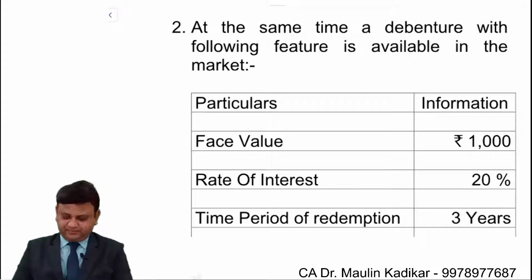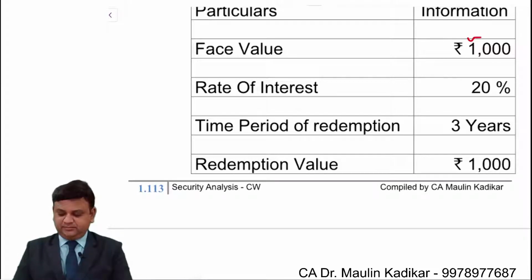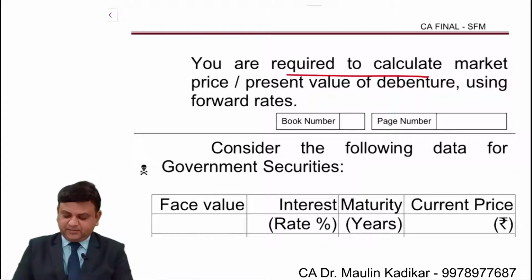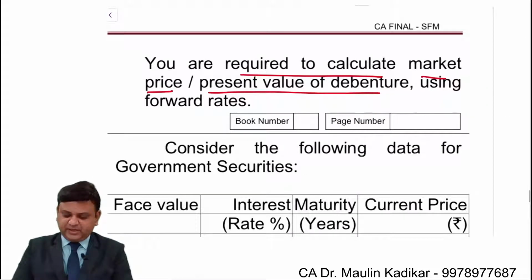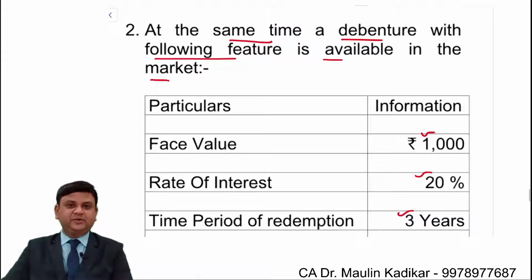Second part of the question. At the same time, a debenture with the following feature is available in the market. Face value 1000 rupees, rate of interest is 20%, time period of redemption is 3 years, redemption value is 1000. You are required to calculate the market price or the present value of the debenture. Importantly, they have provided using forward rates. So using the forward rate information which we have calculated recently, you are required to compute the price of the debenture.